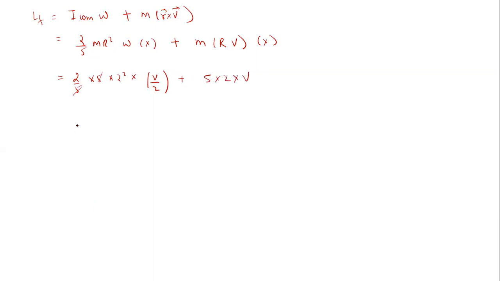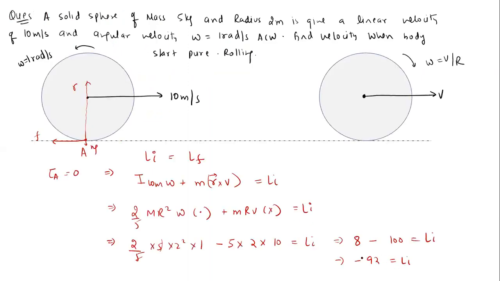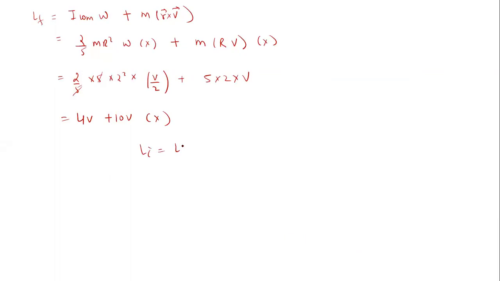Okay, so 1 2 cancel out. So 4v plus 10v inside the plane, because both are negative, so I have taken inside the plane, cross, and this 92 is also inside the plane. So initial angular momentum must be equal to final. Therefore, minus 92 must be equal to 14v. Both are inside the plane, so cross. Okay, so 92 equals 14v. So v is equal to 92 by 14.